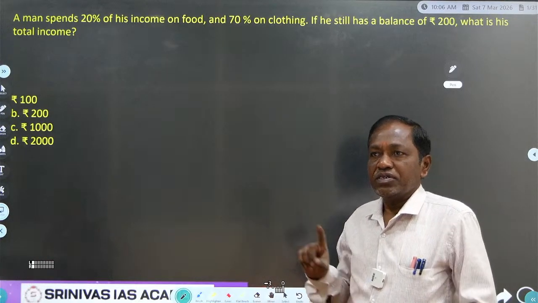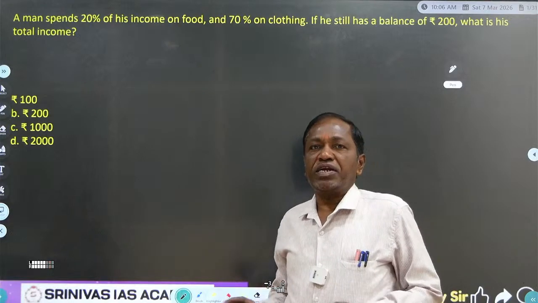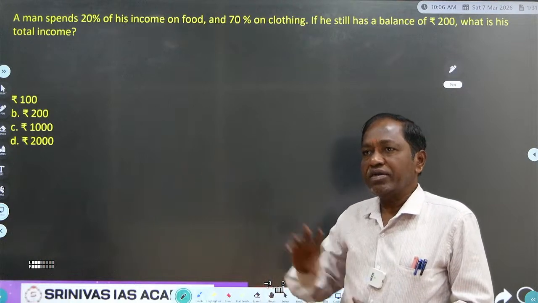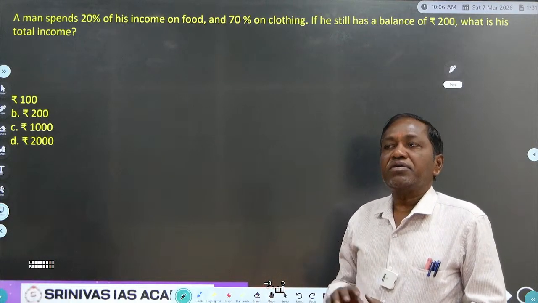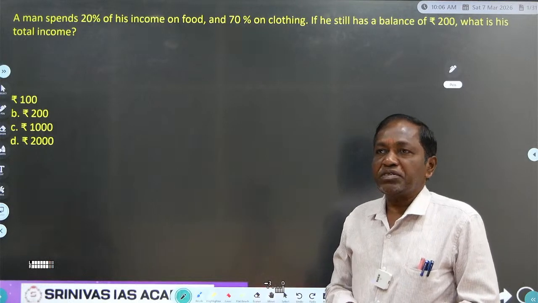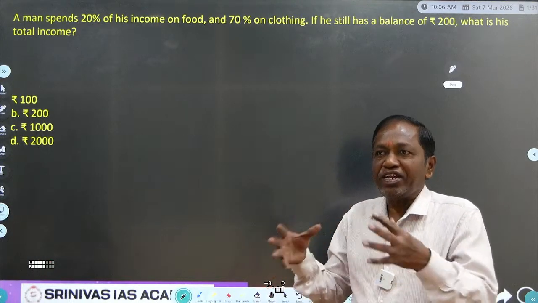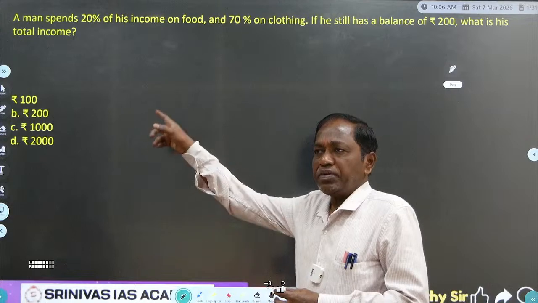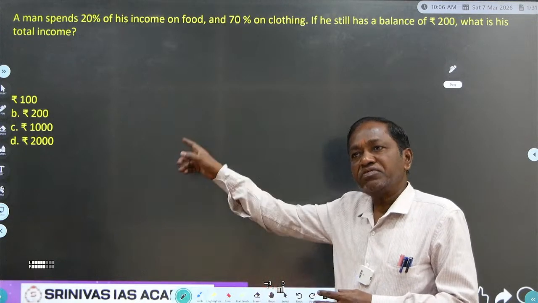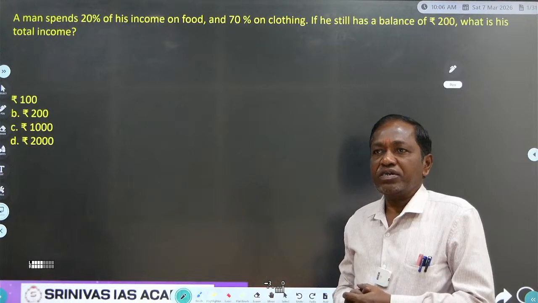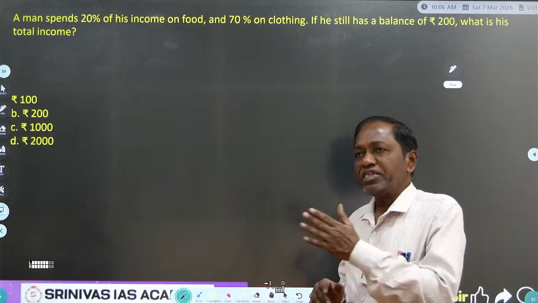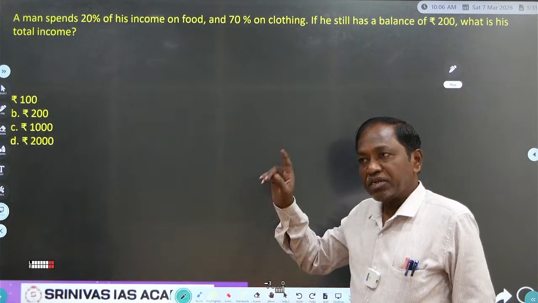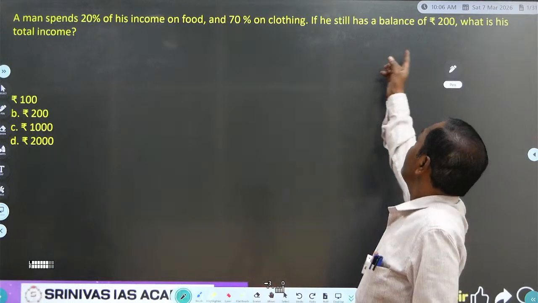There are three accounts. My income is equal to 100%. 20% I spend on food and 70% on clothing, and I am left with 200 rupees in my purse. 20 plus 70 is what? 90%. And 100 minus 90% is the remaining 10%. In terms of percentage the remaining is 10%, in terms of cash it is 200.